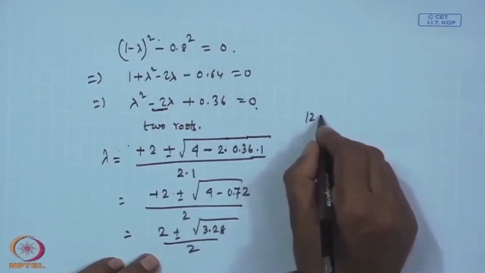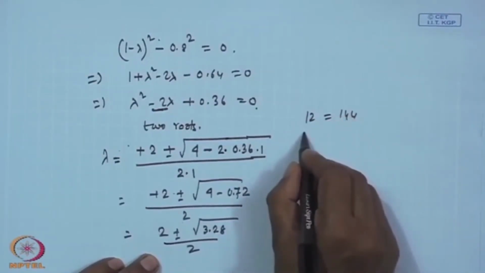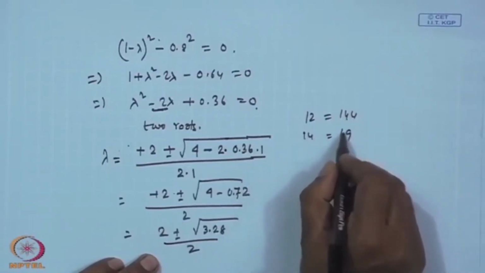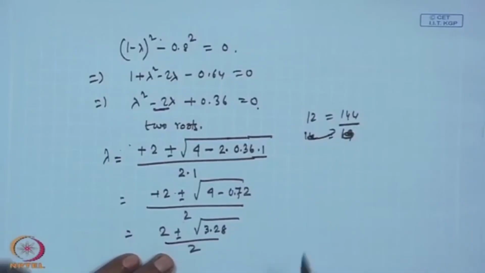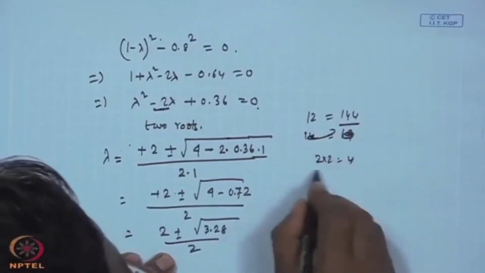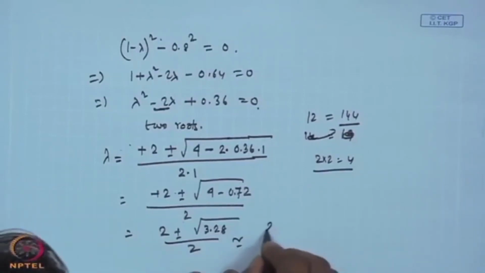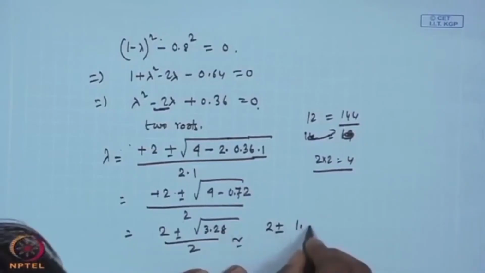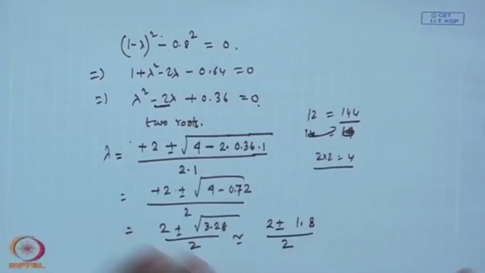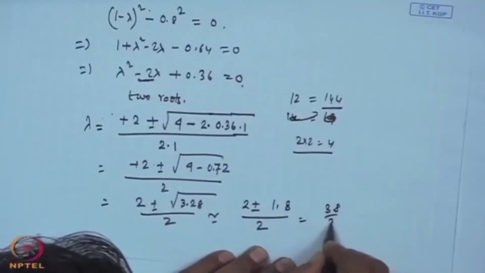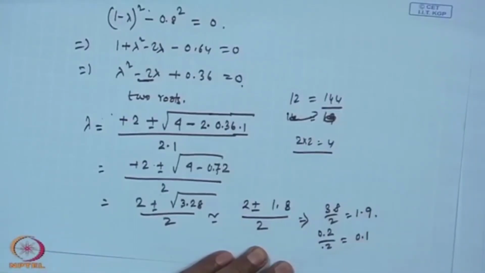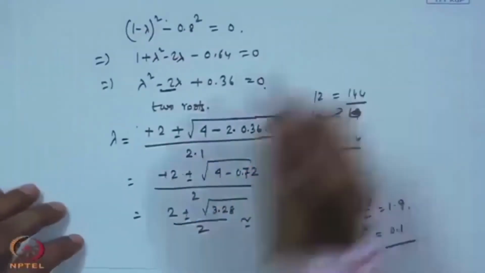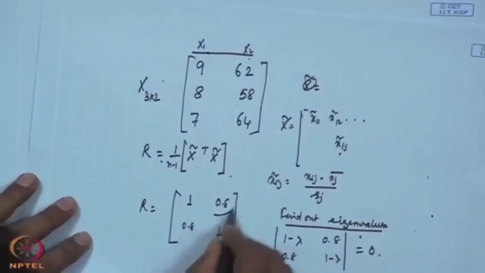So, what will be the square root? If it is 12, then 144, if it is 14, 196, no, it is 328. I think around 1 point something, will it be 2? 2 into 2 is 4, it cannot be. So, it will be less than 2. For example, 2 plus minus maybe 1.8 by 2. Then it is 3.8 by 2, that is 1.9, and another one is 0.2 by 2, that is 0.1. So, we can say that it is a multicollinearity problem.